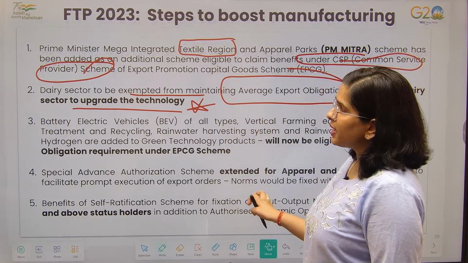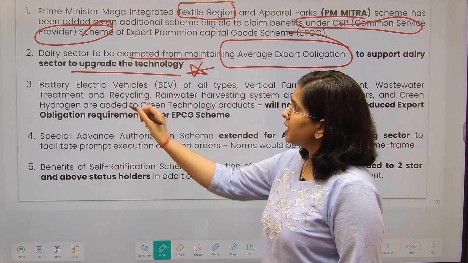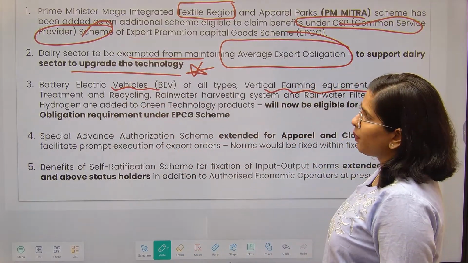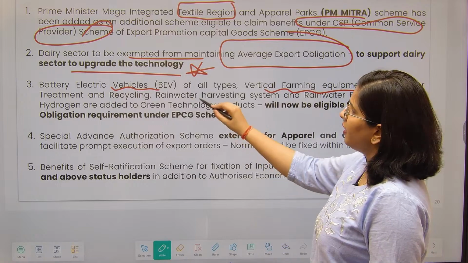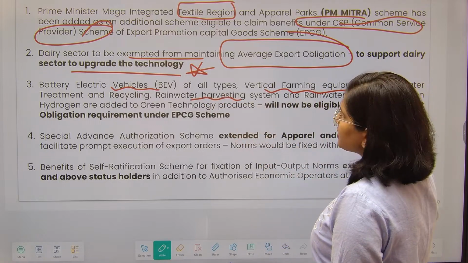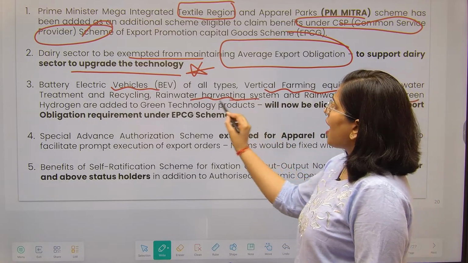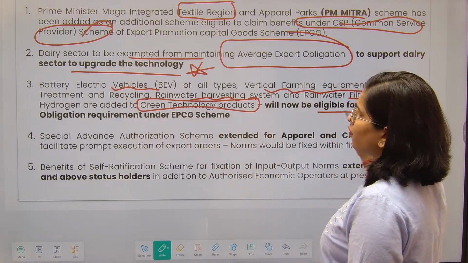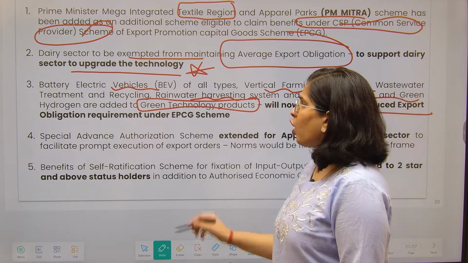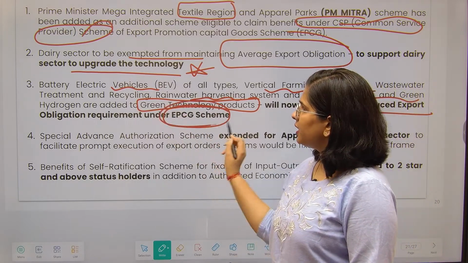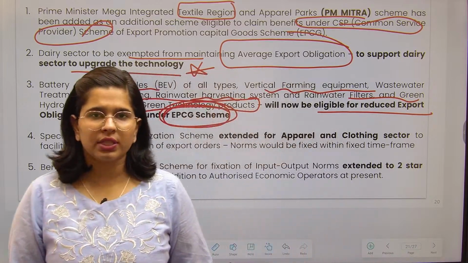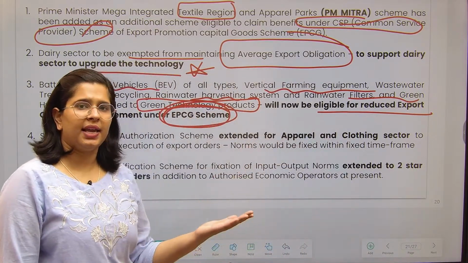Now the next focus that the government has is electric vehicles of all types, vertical farming equipment, wastewater treatment, rainwater harvesting, as well as green hydrogen. So they have been included in the green technology products, and they will now be eligible for the reduced export obligation requirement under the EPCG scheme. Fine. So the same kind of thing, no need to explain it.